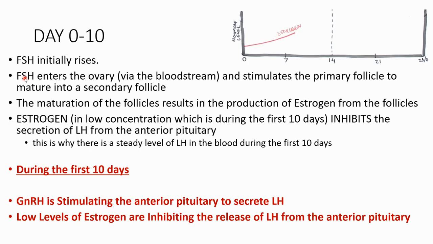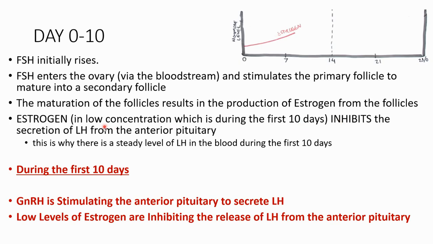If you notice the name, follicle stimulating hormone, that makes sense. And it's going to cause that primary follicle to mature into a secondary follicle. The maturation of the follicles results in the production of estrogen. So those follicles produce estrogen. So while estrogen levels start out low, as that follicle matures, those estrogen levels are going to increase. So estrogen starts off in low concentration during those first 10 days.